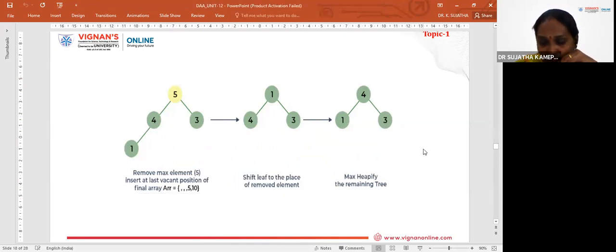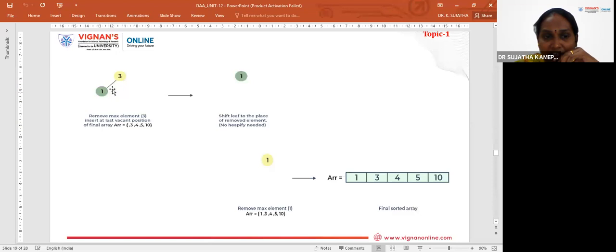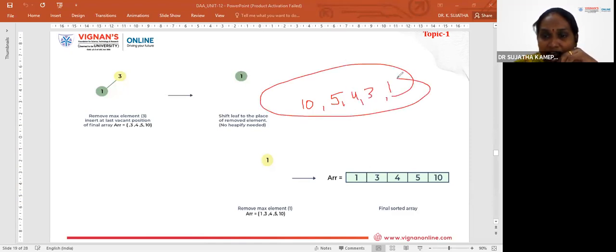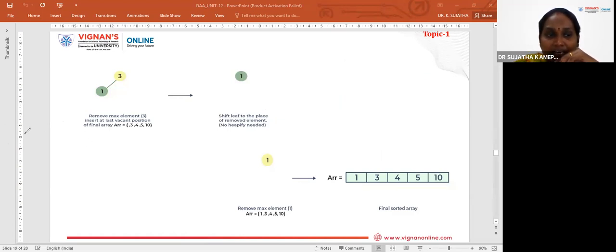Next 4 is removed. When 4 is removed, I get 3 and 1. Next 3 is removed, next 1 is removed. The elements removed are 10, 5, 4, 3, 1, in this order. Now you need to reverse this, and I'll get the sorted order of the given elements. So this is the process of sorting the elements using heap data structure.